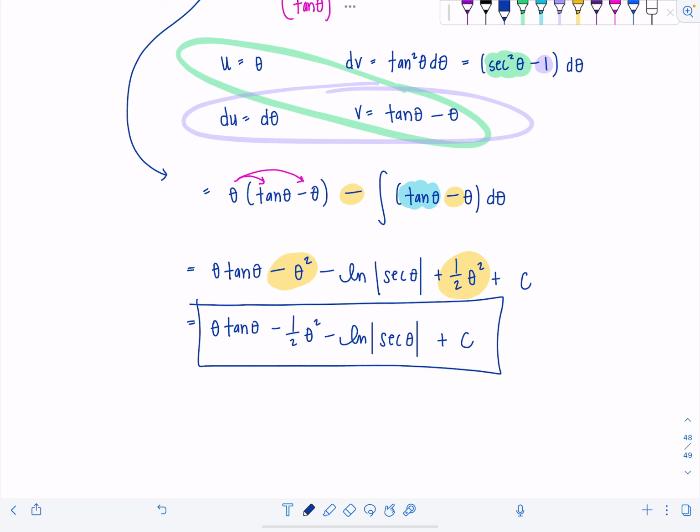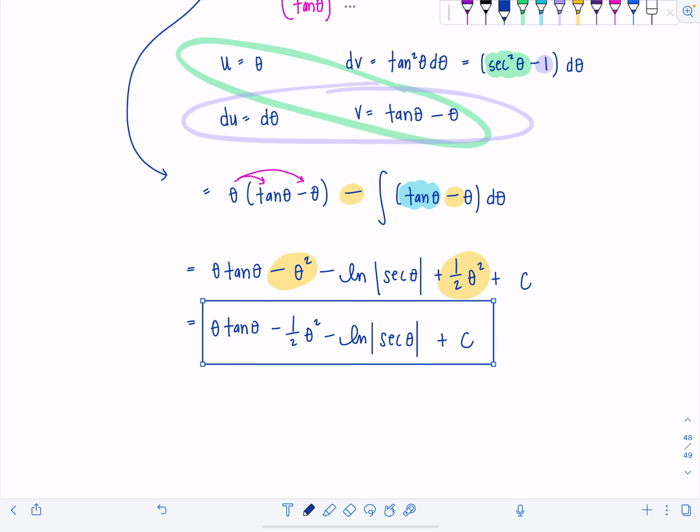And that's it. How did you like that one? Lots of good reminders, right? Especially with your trigonometry.